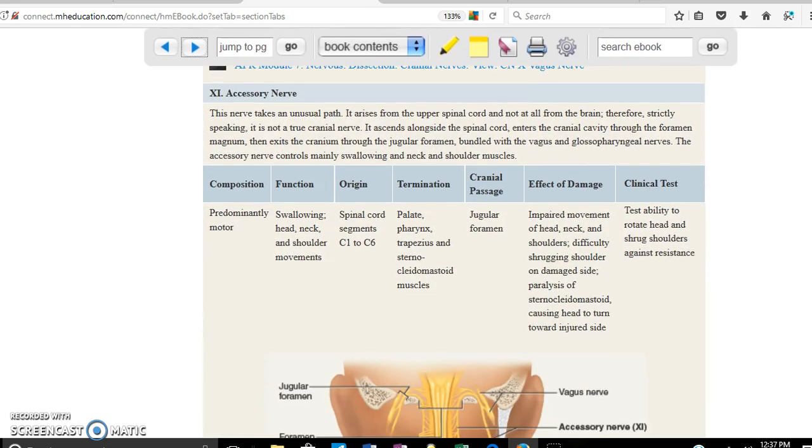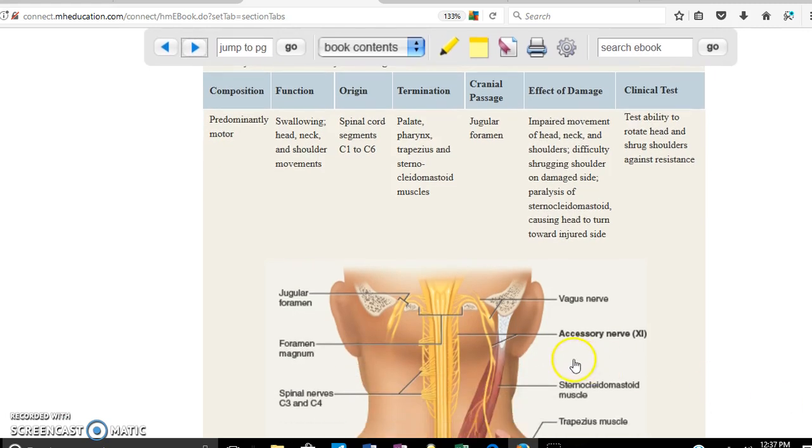Cranial nerve number 11 is the accessory nerve. It helps you with swallowing as well as movement of the neck. Part of it, well, some of the muscles in your neck are controlled by this nerve. So that's why you have the neck in here.